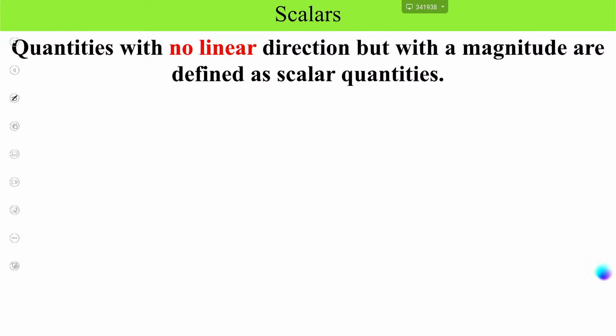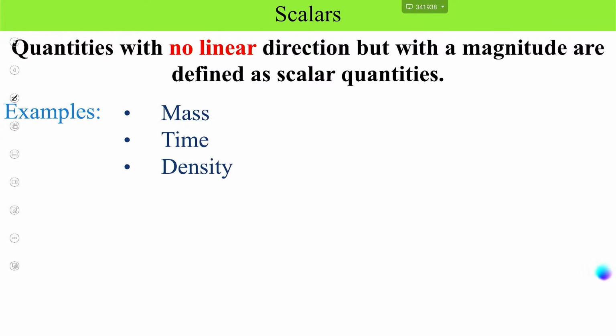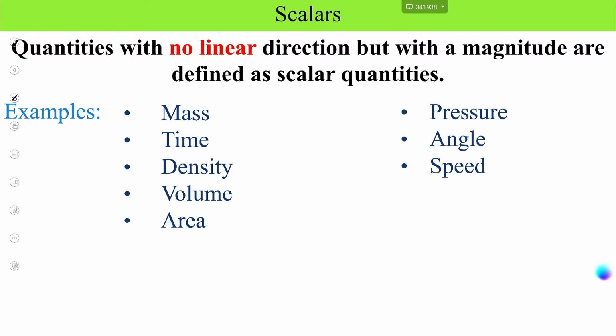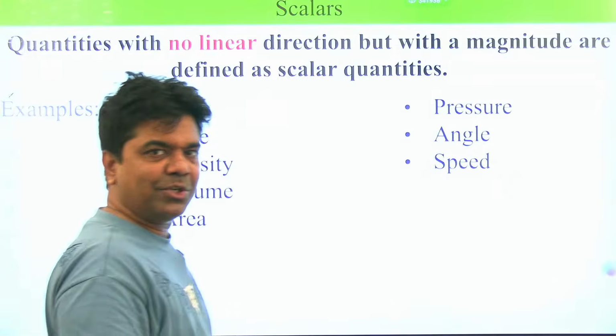Okay, so scalars, very obvious now. Quantities with no linear direction, but with a magnitude, of course. There are quantities like mass, time, density, area, and volume, with no direction at all. But sometimes pressure, angle, speed, you may feel that they have directions. Yes, let's talk about them.